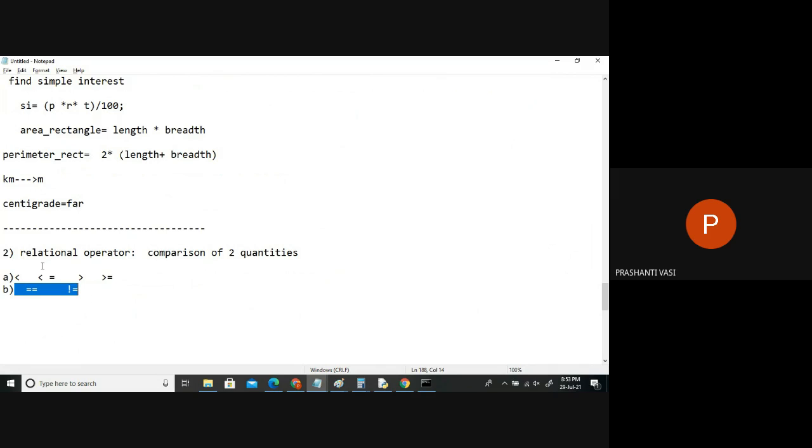And what is the purpose of the relational operator? It compares the left expression with the right expression, the left quantity with the right quantity. So we have different comparison operators. And on comparison, it returns either true or false. That means which kind of expressions is it returning? Boolean expressions. So a relational operator always gives a Boolean value as an output.